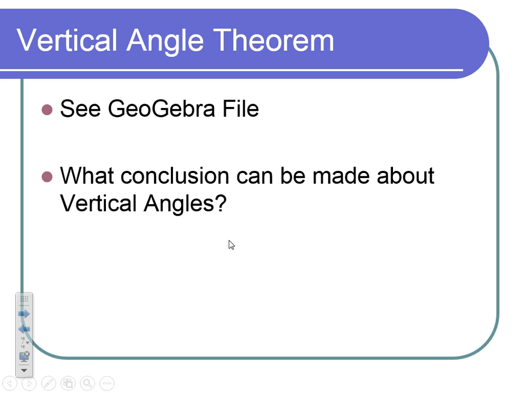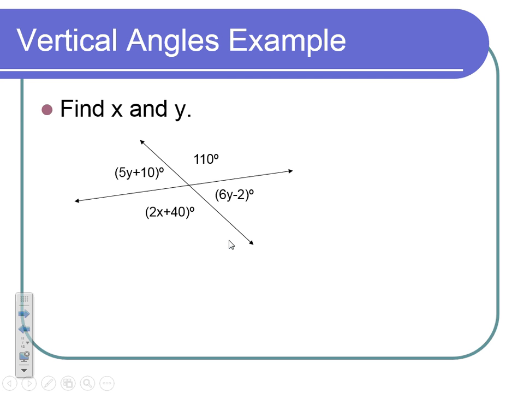So the conclusion we're going to make about vertical angles is that they're going to be, hopefully you're saying, congruent, because that's exactly what they're going to be. Okay, so if vertical angles are congruent, let's go ahead and use that idea to solve for x and y in this case.